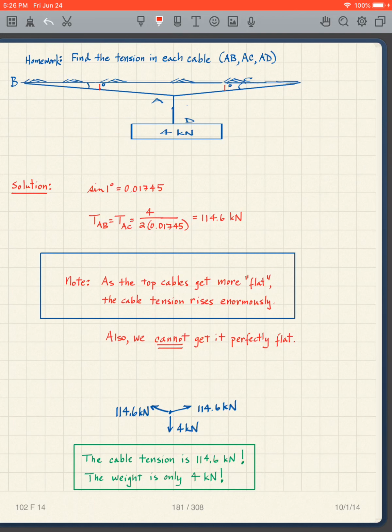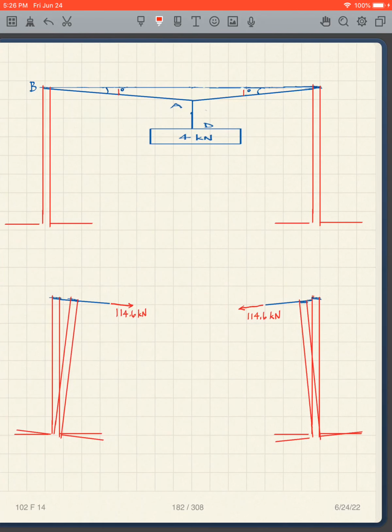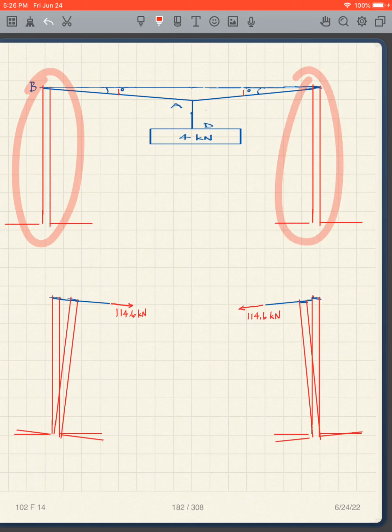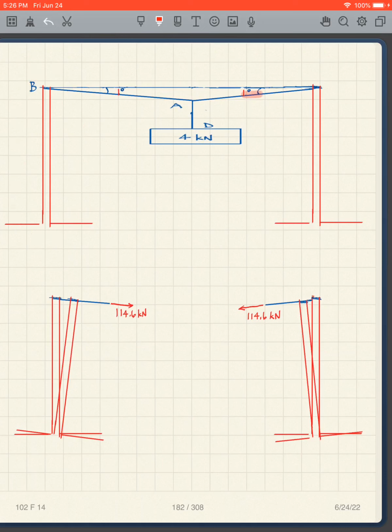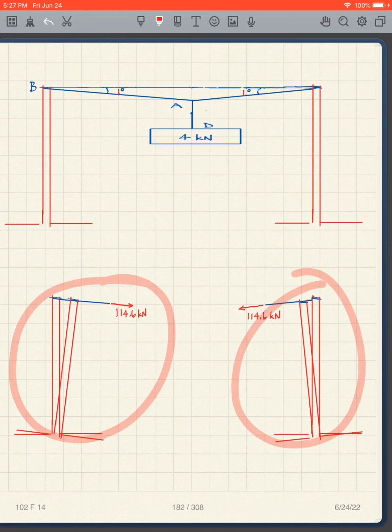Okay, so there's a lesson to that. What is it? If I'm trying to hold up 4 kilonewtons on a flat telephone line or whatever you want to call it, utility line, and I'm holding it up by 2 poles, what's going to happen? Well, there's tremendous horizontal forces here, 114 kilonewtons. What's going to happen? Well, we're going to get tilting of the poles and that sort of thing.